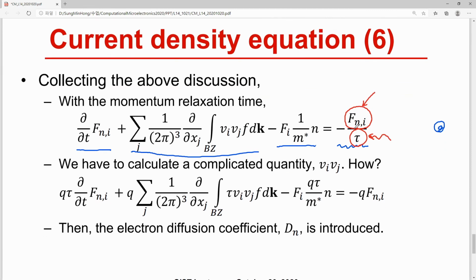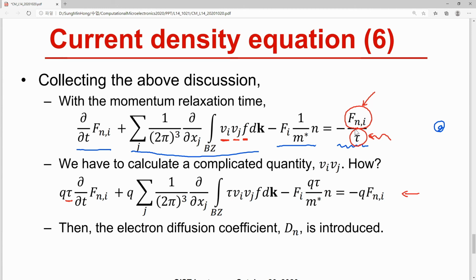Then, second term. In order to calculate the second term, we have to consider the multiplication of Vi and Vj and multiplying also f, and their integral should be calculated. How can you do that? In this equation, we just multiply tau to everywhere. So you can find tau here, and here, and here. But this is just a multiplication.